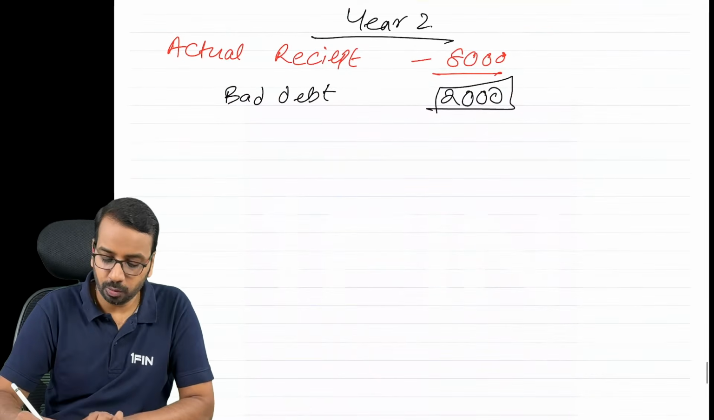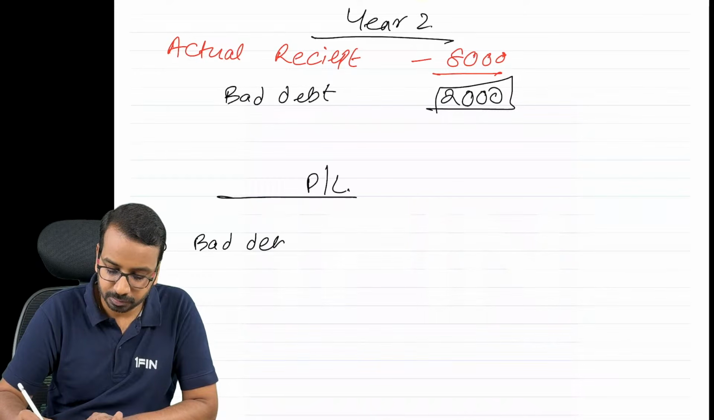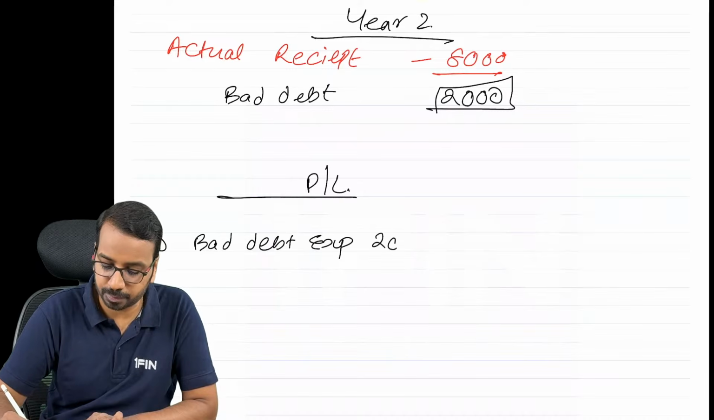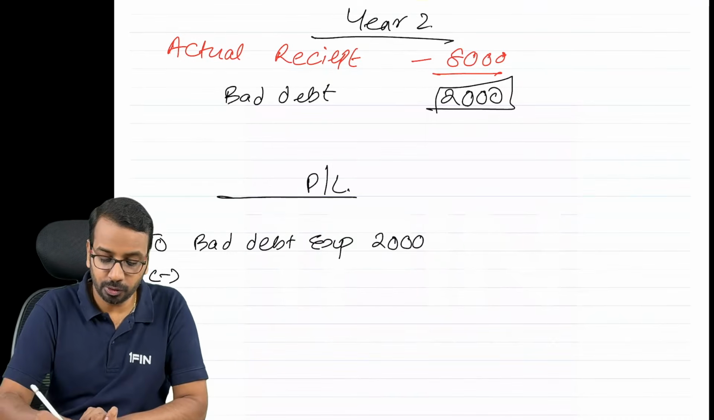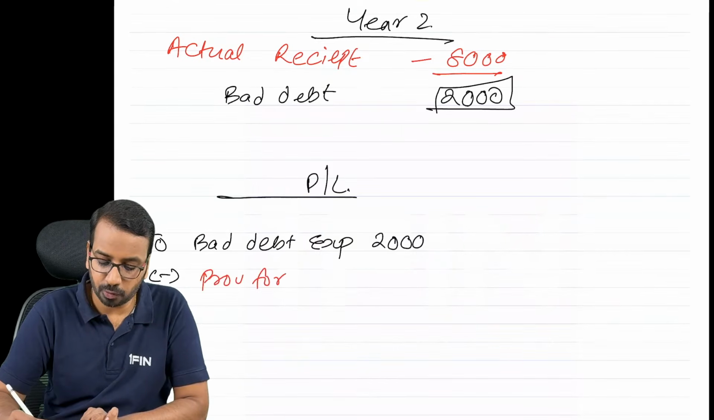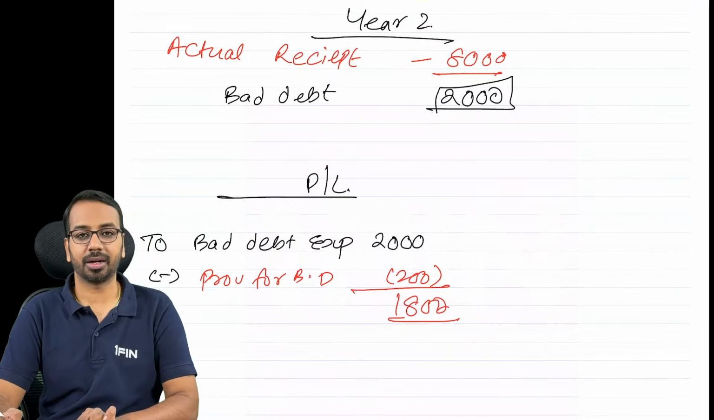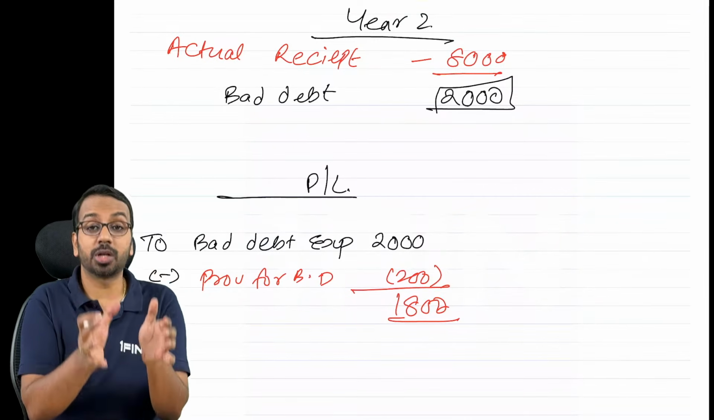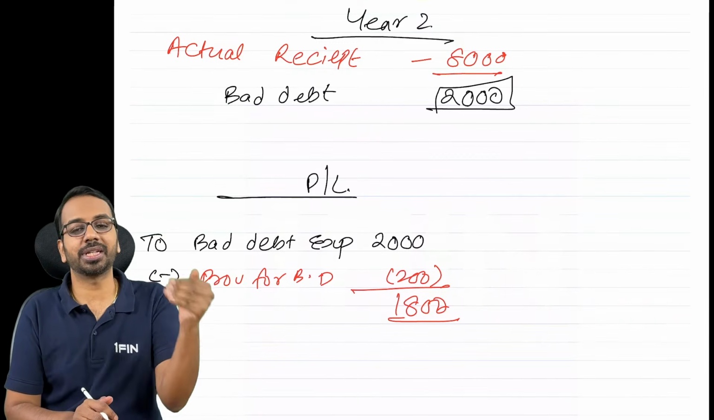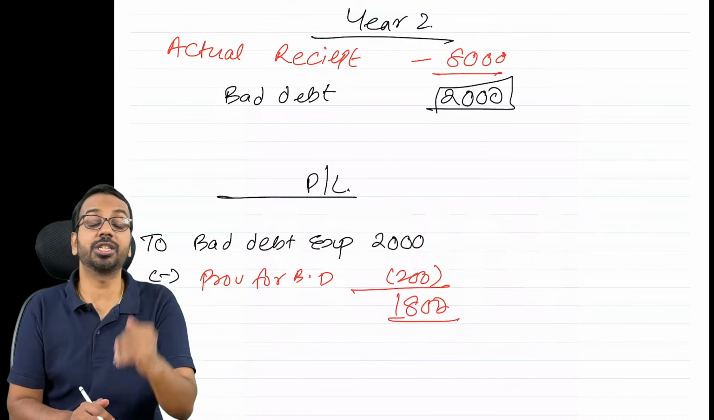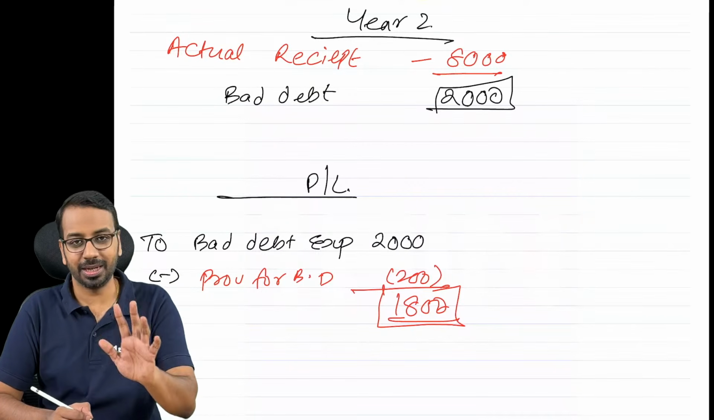Correct. Now, when I show it in my P&L, I will say bad debt expense, how much? 2,000 minus, already I have a provision created. So I will reduce from it the provision for bad debt 200, and net expense will be 1,800. So in other words, from the total bad debt expense in the current period, I will reduce the provision which I already have and only book the net amount in my P&L. Are we clear? Very good.